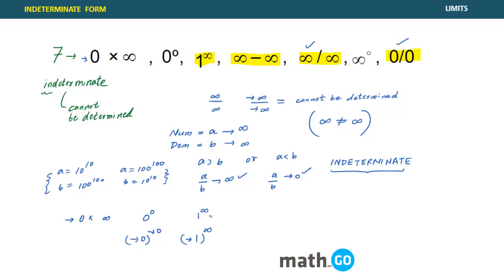Otherwise, if this has been straight away equal to 1, then the answer is nothing but 1. Okay, so don't get confused about this. And now you can also understand that infinity minus infinity is not equal to 0. Why? Because we have said that 2 infinities are never equal. Got it?